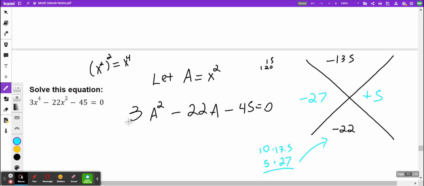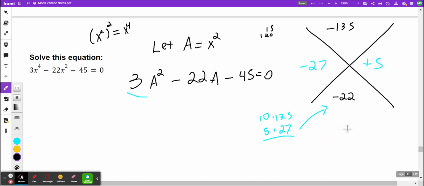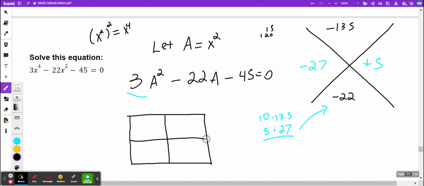So this is not 1 right here, so I'm going to have to do our box, our area model. I know my top left and my bottom right are going to be the exact same. So I should have 3a squared, and I should have minus 45. Now this should be negative 27a, and this right here should be plus 5a.